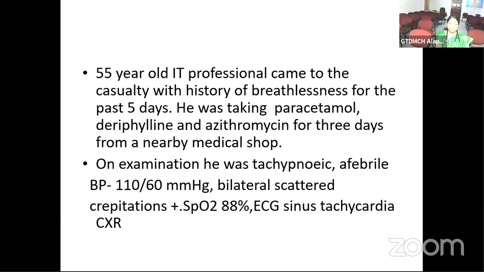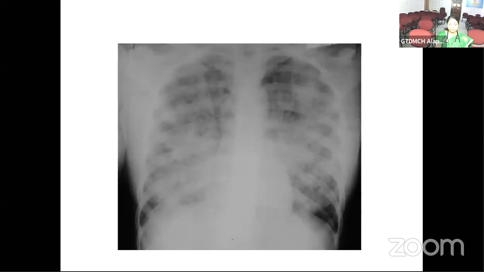On examination, he was tachypneic, febrile, BP was 110 by 60 millimeters of mercury. There were bilateral scattered crepitations, and pulse oximeter SpO2 was 88%. ECG showed sinus tachycardia. A chest X-ray was taken, which is like this. It showed bilateral scattered opacities, more in the mid and lower zones. There is no cardiomegaly, no pleural effusion. So, what is your diagnosis?